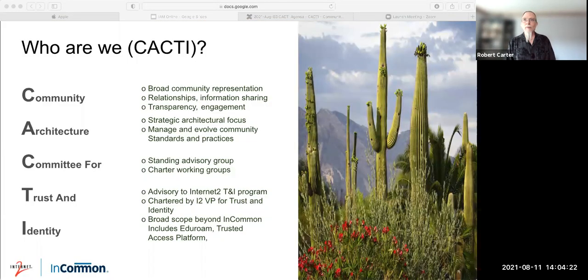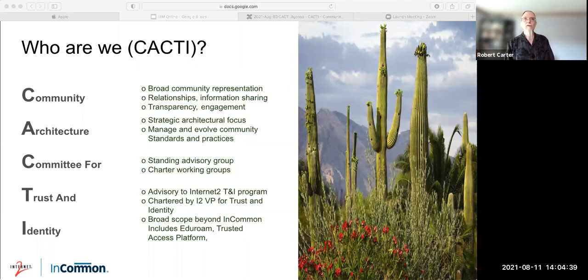So I've said "we" a bunch of times, and Netta touched on the fact that we're here from the CACTI group. So what is CACTI? Well, CACTI is the Internet2 Community Architecture Committee for Trust and Identity, CACTI. That's where the acronym comes from.